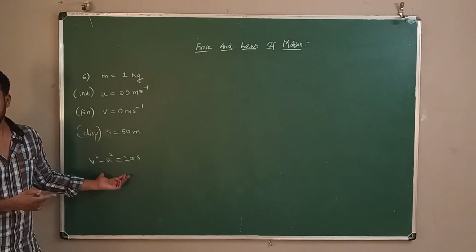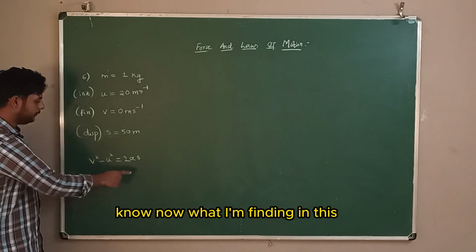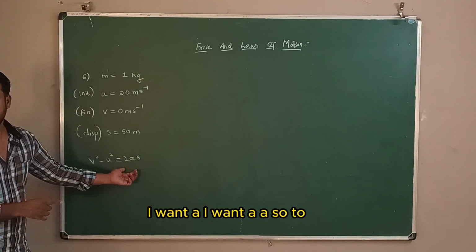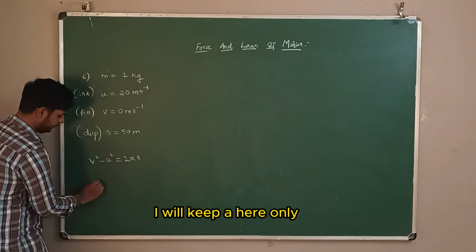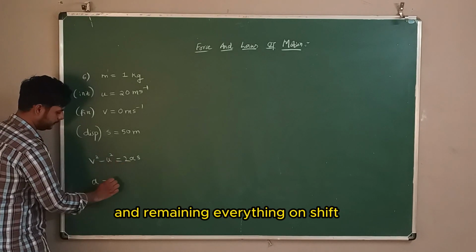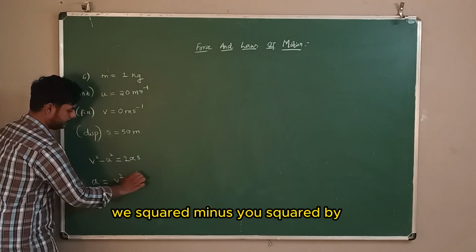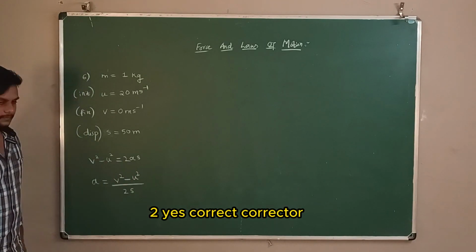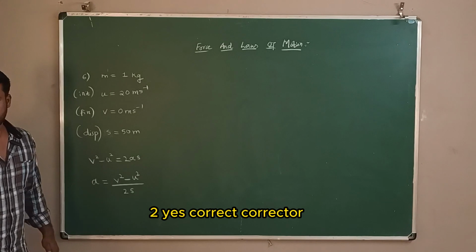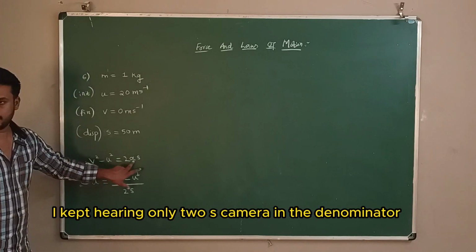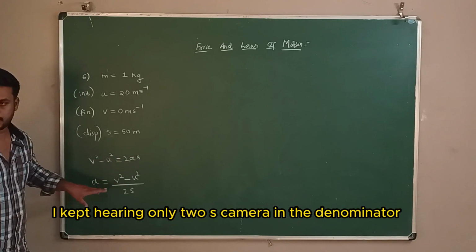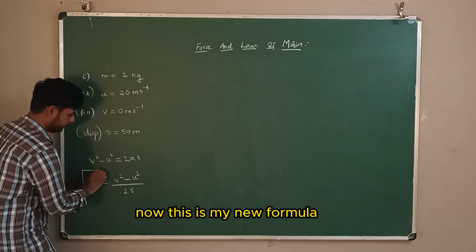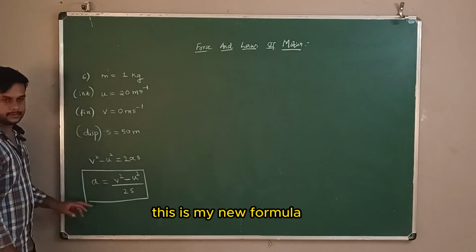Understood or no? Again, we got a new formula now. What am I finding in this? I want a. So I will keep a here only, and remaining everything I will shift. a is equal to v square minus u square by 2s. I kept a here only, and 2 and s came in the denominator. Now this is my new formula.